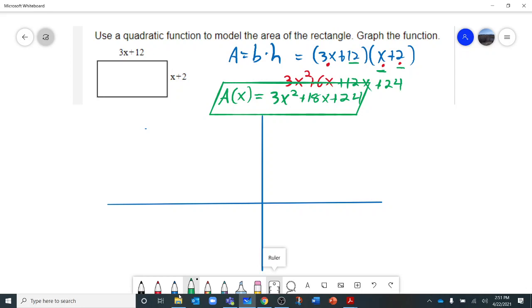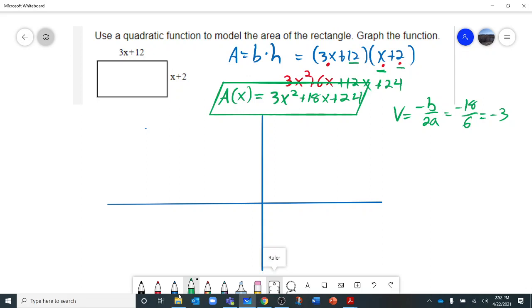It's in standard form instead of vertex form, but we can still find the vertex. We should remember that the x-coordinate of the vertex is equal to negative b over 2a. In this case, a is 3 and b is 18, so that's going to be negative 18 over 6, which is equal to negative 3. And that's just the x component of our vertex. We still need the y component.